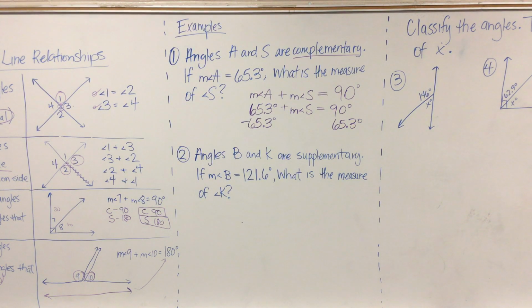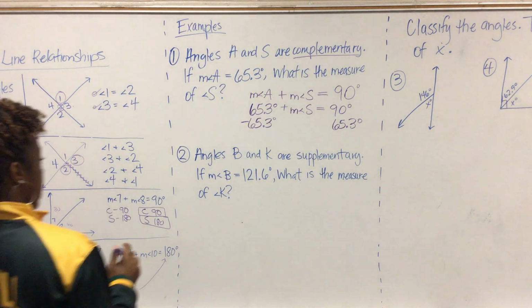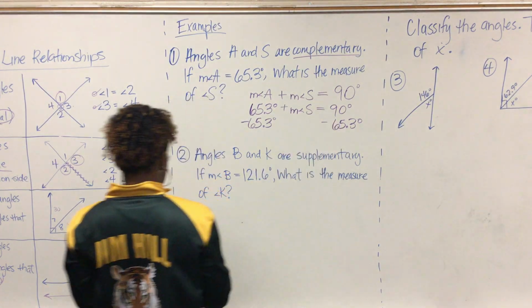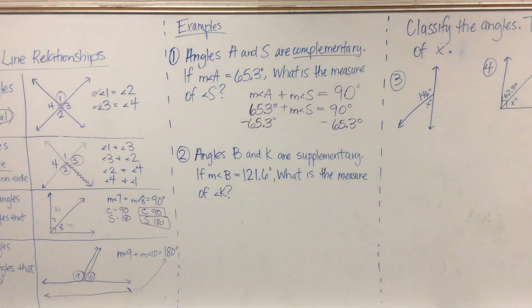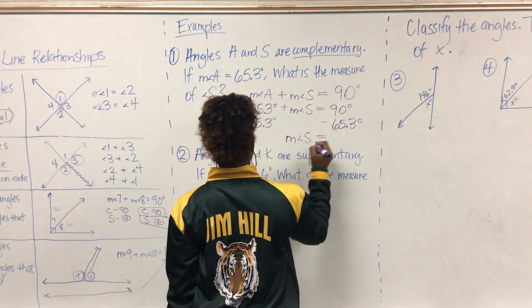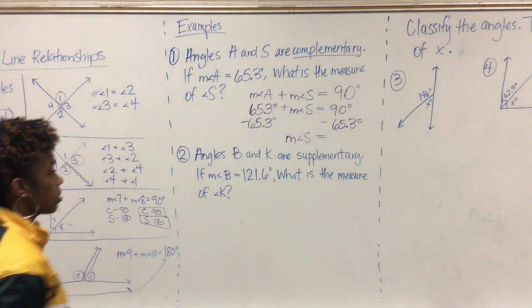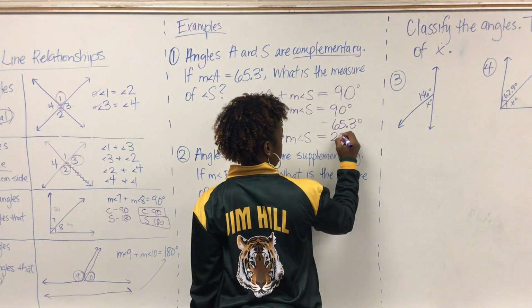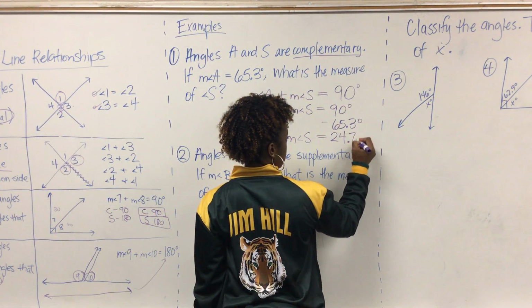On both sides of the equal sign. It's very important to remember to do that step. So when we do 90 minus 65.3, we get that the angle is 24.7 degrees.